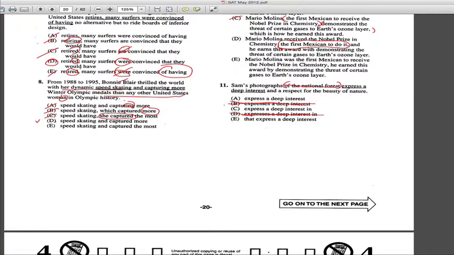Photographs accept, express a deep interest, and, okay. So it's missing a prepositional word here. It should be like, express a deep interest in something. Why do we put that for no reason here? C makes sense. So I'm going to circle B and move on.